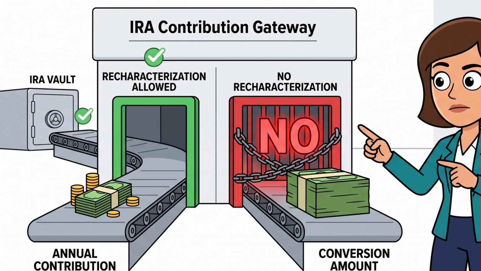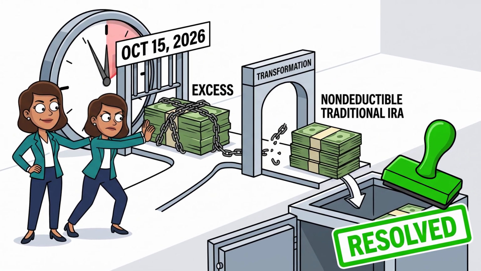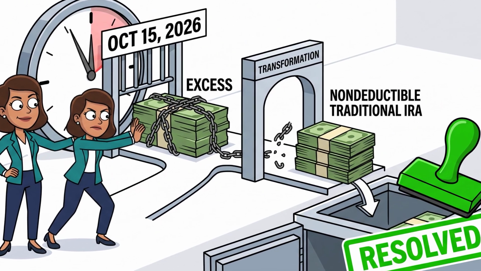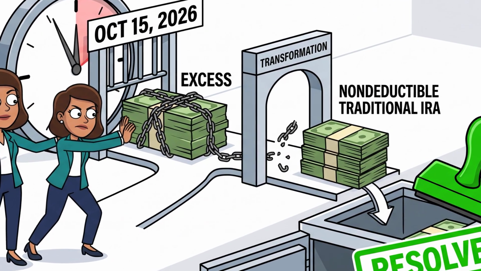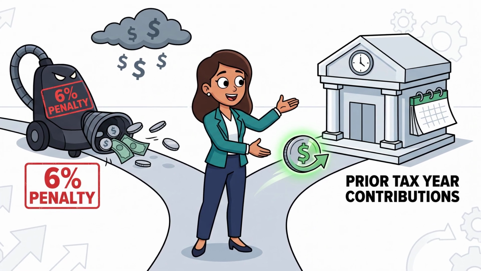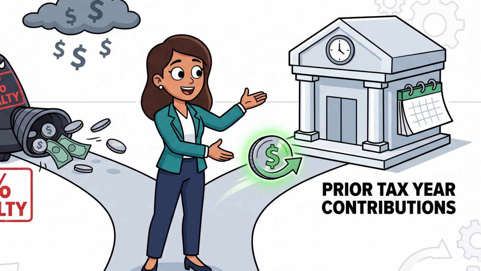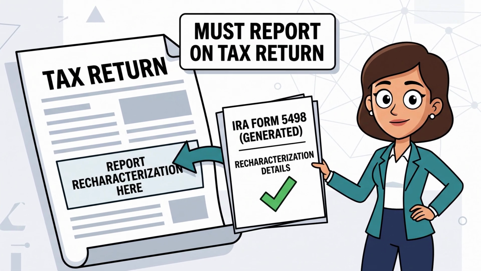If you contributed to a Roth IRA in 2025 and your income came in above the limits, you have until October 15th, 2026 to recharacterize that contribution to a non-deductible traditional IRA. The excess is resolved, the 6% penalty is avoided, and the contribution counts for the prior tax year in its new form. The recharacterization must be reported on your tax return.